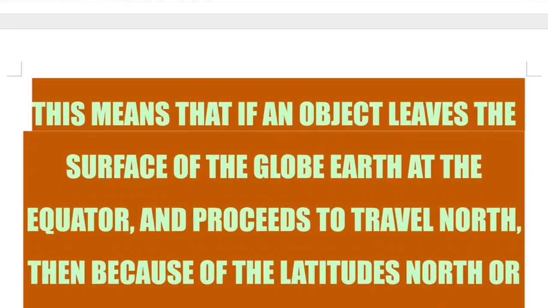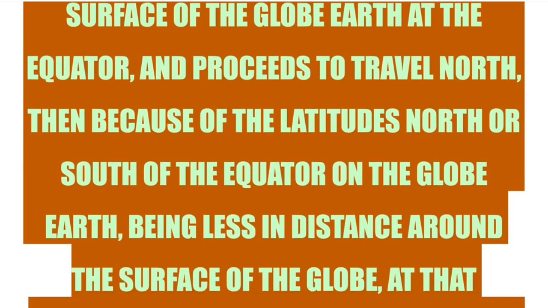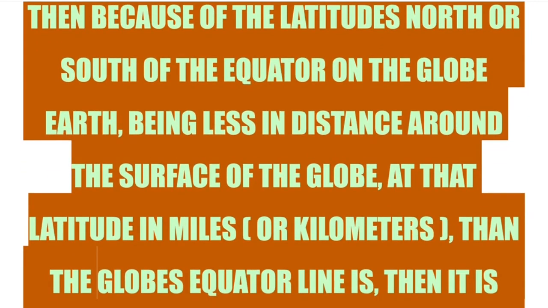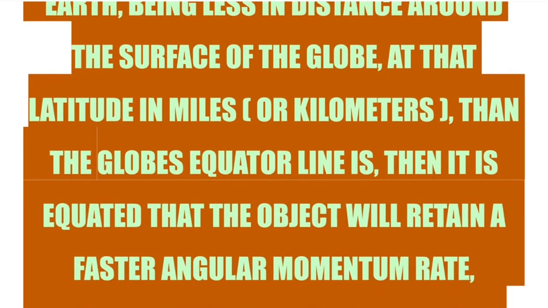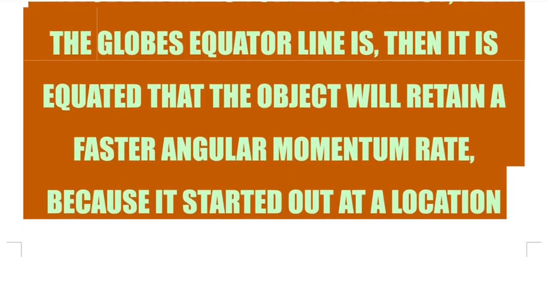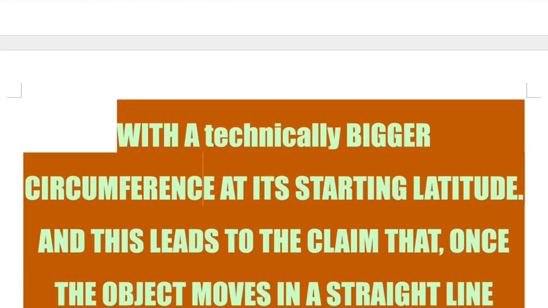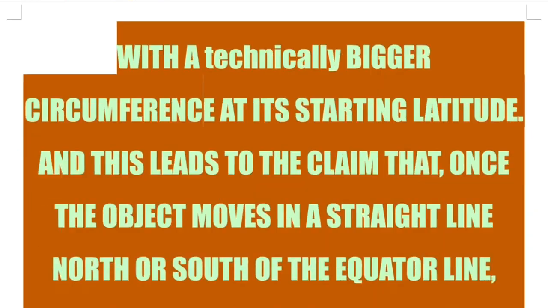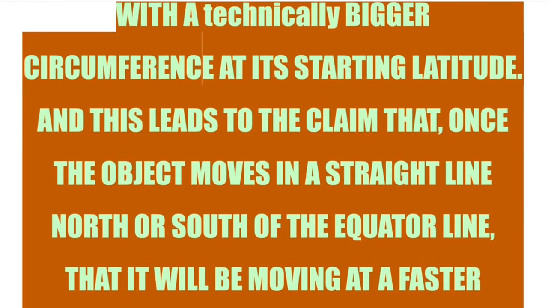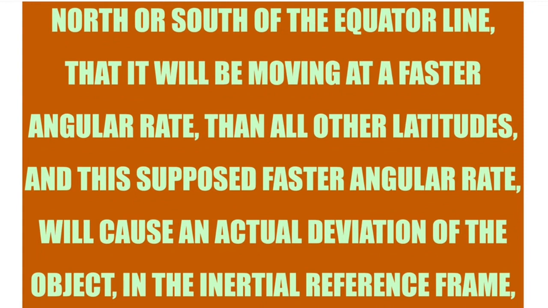So what does this actually mean? This means that if an object leaves the surface of the globe Earth at the equator and proceeds to travel north, then because the latitudes north or south of the equator on the globe Earth are less in distance around the surface, in miles or kilometers, than the globe's equator line is, it is equated that the object will retain a faster angular momentum rate because it started out at a location with a technically bigger circumference at its starting latitude. And this leads to the claim that once the object moves in a straight line, north or south of the equator line, it will be moving at a faster angular rate than all other latitudes.